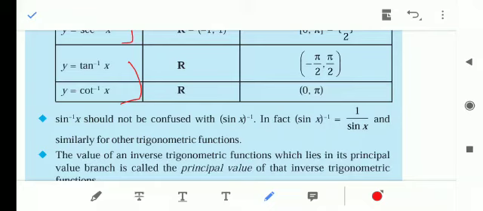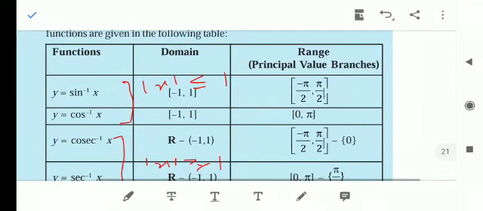In the same way, the range of these functions, sin inverse, cos inverse, cosec inverse, sec inverse, tan inverse and cot inverse, is minus pi by 2 to plus pi by 2, or alternatively 0 to pi. For sin inverse, it is minus pi by 2 to plus pi by 2, closed interval. For cos inverse, it is 0 to pi, closed interval.